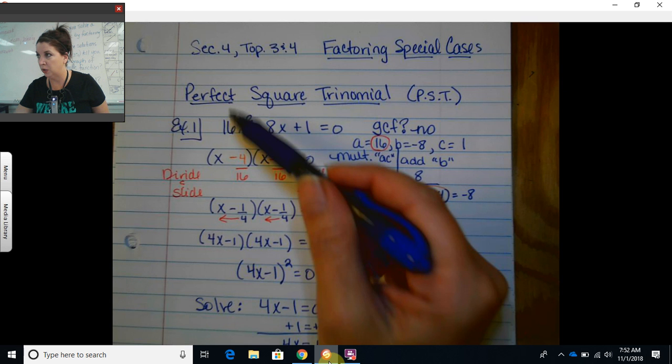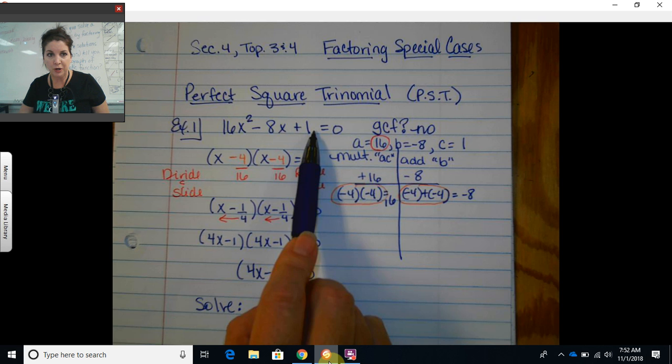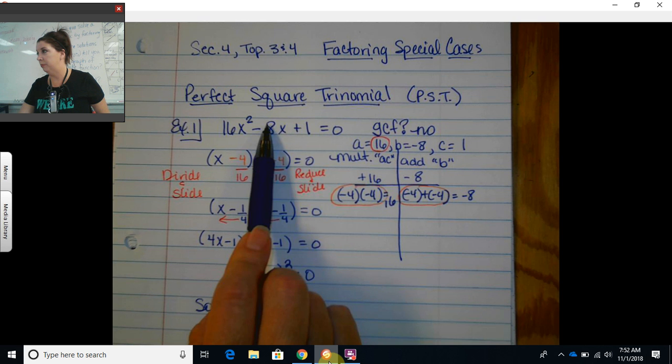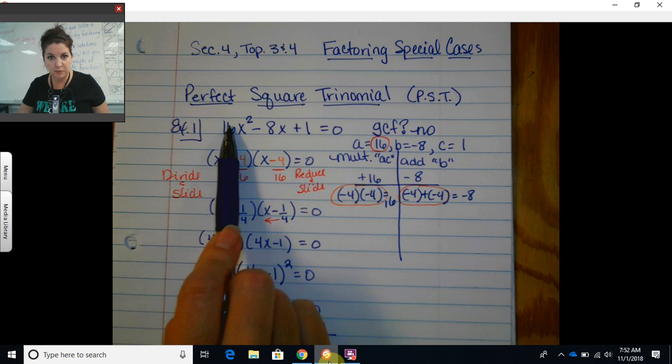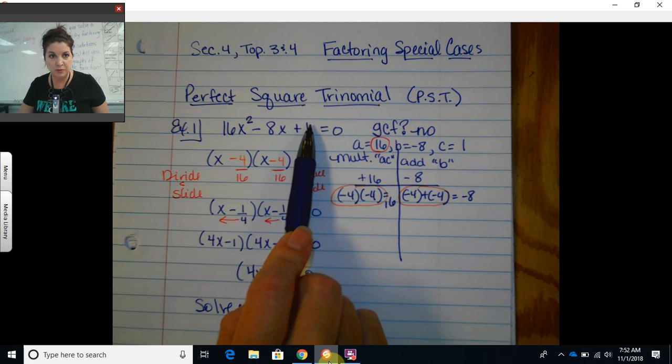Okay, so when you have factors that are identical, you know that the problem that we started with, that quadratic, is a special case called a perfect square trinomial. Trinomial, meaning it has 3 terms, right? Perfect square, the middle term's not going to be a perfect square. I mean, it could be, but it doesn't have to be. The first term has to be a perfect square.